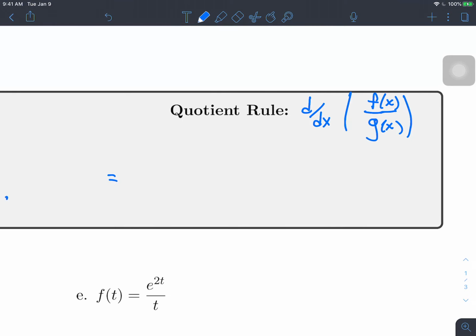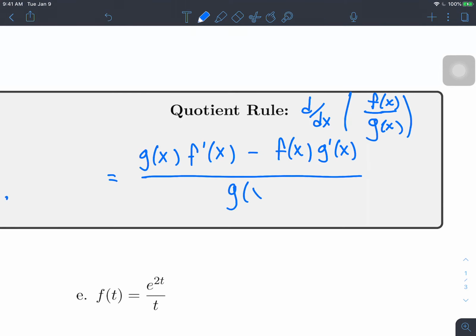Are you guys ready? It is g of x times f prime of x minus f of x times g prime of x, all divided by g of x squared. All right, kind of a nasty looking thing.